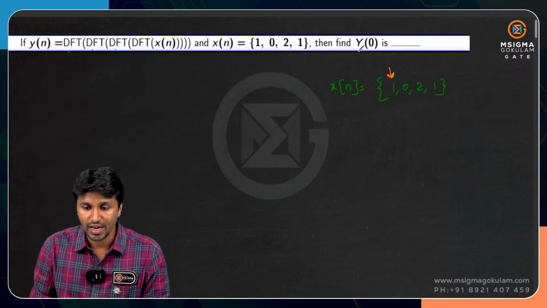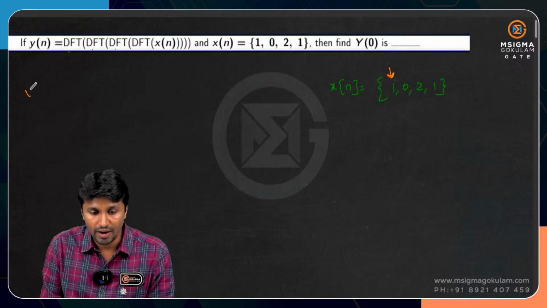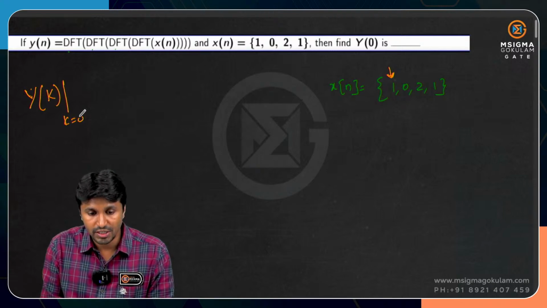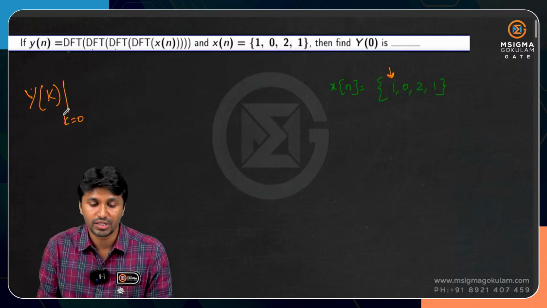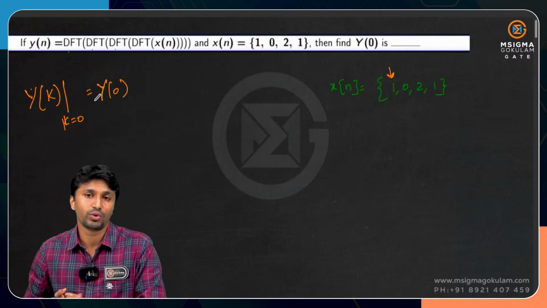So he's asking you to calculate y of 0, right? So this is y of n. What you have to calculate is the DFT of y of n, and substitute k is equal to 0. So capital Y of 0, okay. This is what is asked to calculate, okay. This is what we have to calculate, right?